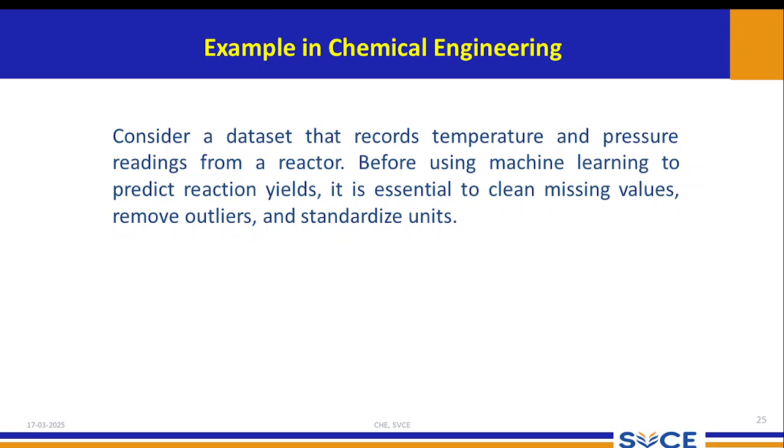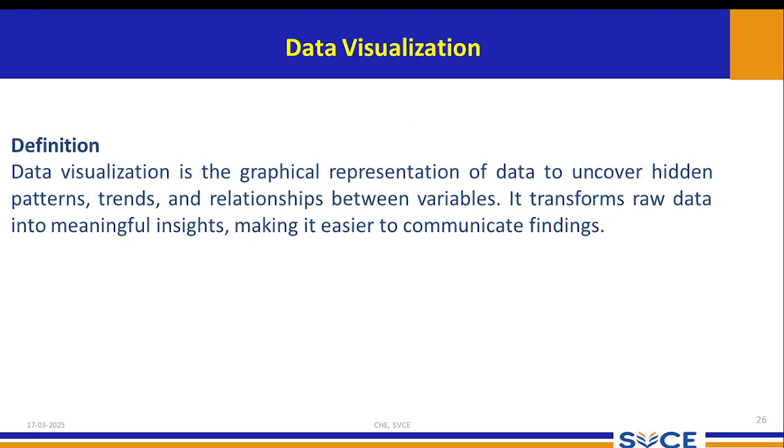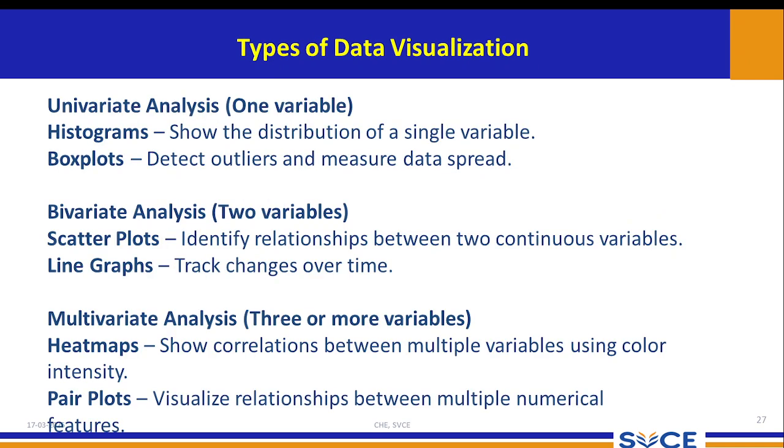So what they say is, before you use machine learning, once you collect the data, try to identify which values are outliers, that means deviation from the data, and essentially clean the missing values. Okay, that needs to be cleaned before using machine learning. So data visualization, the definition we have seen already. Okay, so what are the different types of analysis? Univariate analysis, bivariate analysis, and multivariate analysis. One variable, two variables at a time, three or more variables.